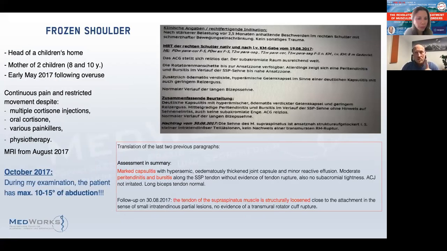Especially not cortisone injections. They all do that, but I had not one patient that was better from these cortisone injections. Here we have one example.